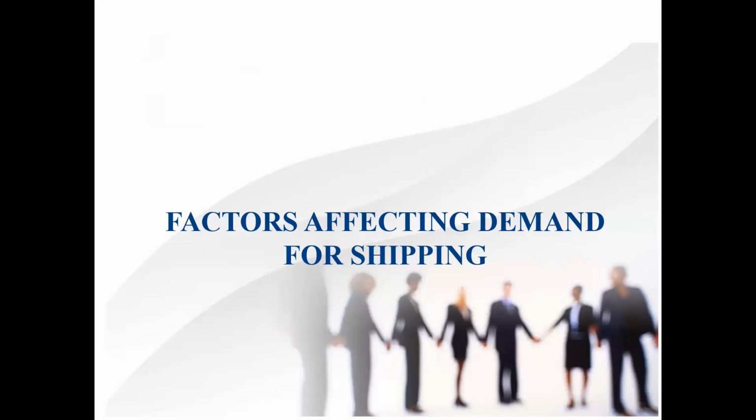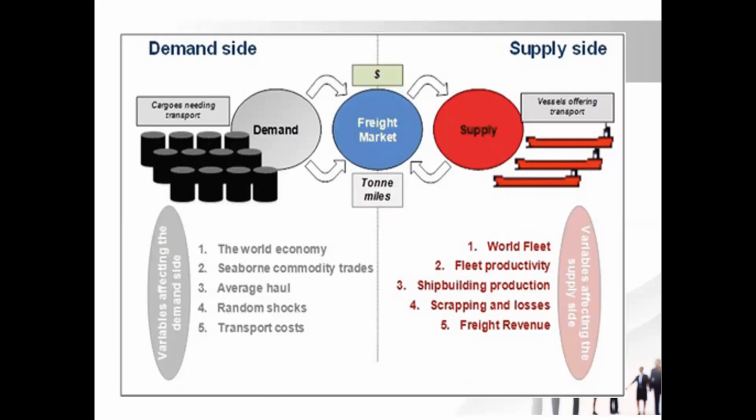So the first topic we discuss is the factors affecting the shipping, that is, factors affecting demand for shipping. The freight market has been segregated into two: one is demand and one is supply. Some of the factors which affect the demand side are the world economy, seaborne commodity trades, average haul, random shocks, and transport costs. So these are all the factors which affect the demand.